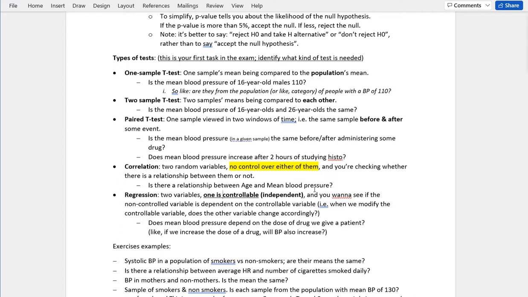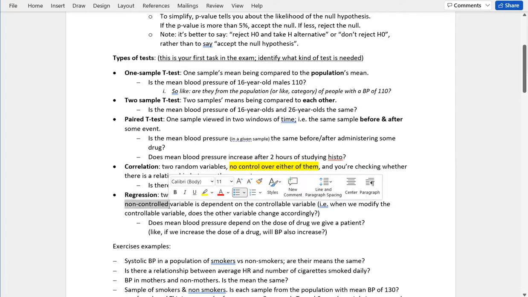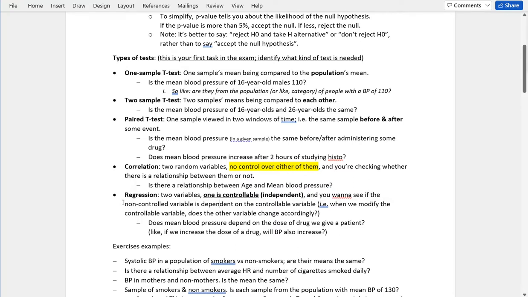Once again, I'll give more examples on this in just a second, but that is the basic example: one variable is controllable, the other is not controllable. And you want to see if the non-controllable one changes according to the changes of the controllable one, yes?